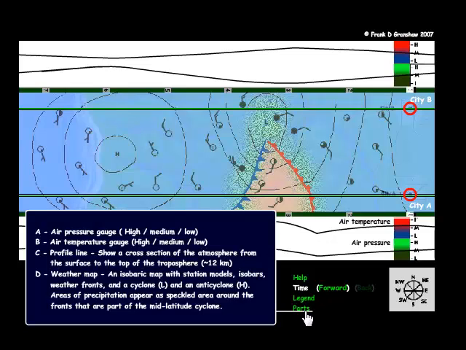You can also highlight this part here. It indicates the different parts of this media. So we have part A, which is going to be the air pressure gauge, and you're going to be determining if it's high, medium, or low. Air temperature, again, high, medium, low. C is the profile line, D is the actual weather map.